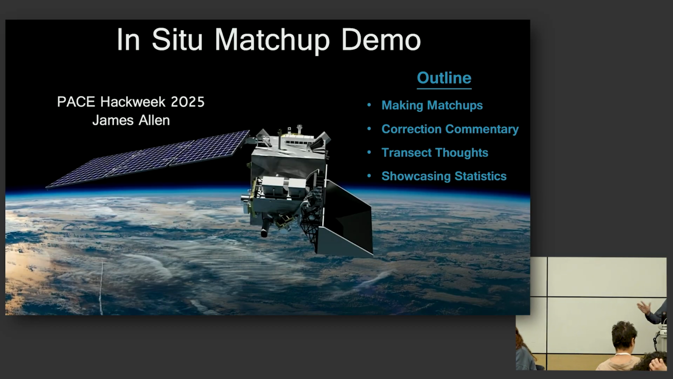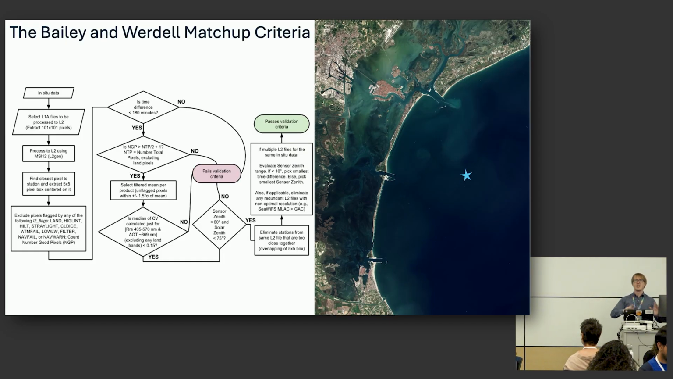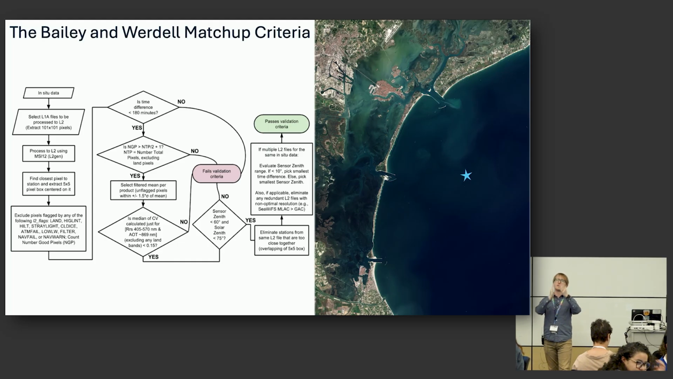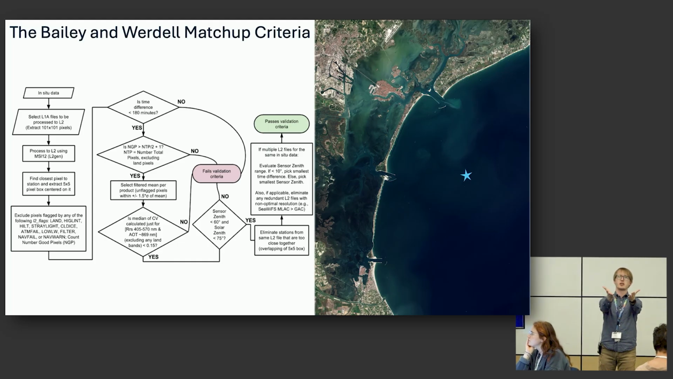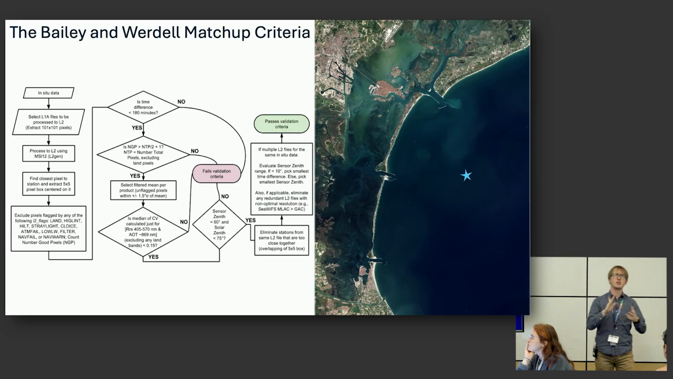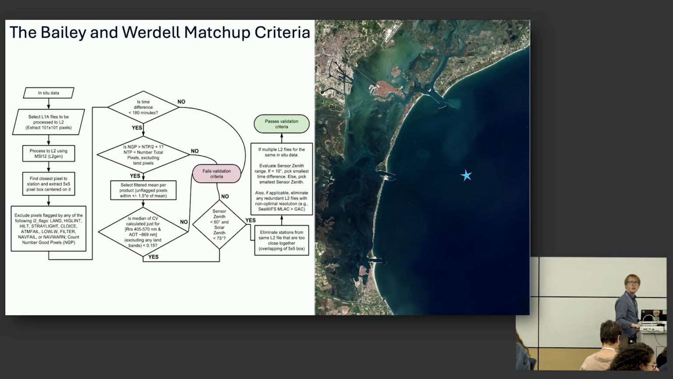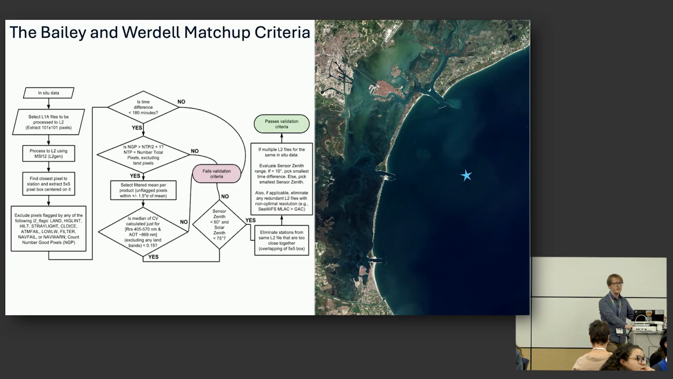So first up, what is a matchup? The way that we do matchups: I have an AAOT site off the coast of Venice, with a star on it. We have this nice little flowchart called the Bailey and Werdell matchup criteria. We have this station of data, and I want to see what makes this work for a satellite matchup.